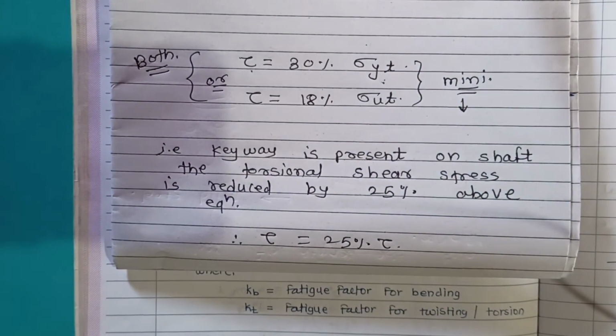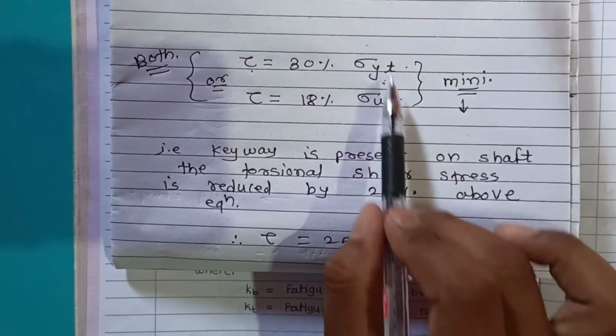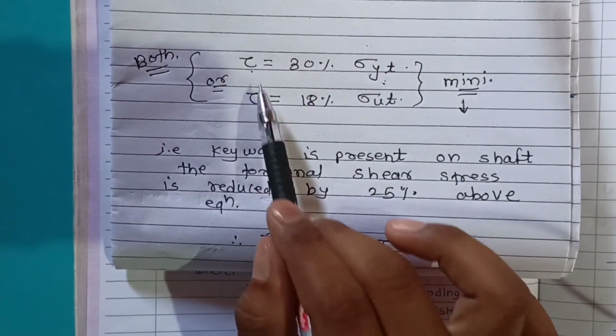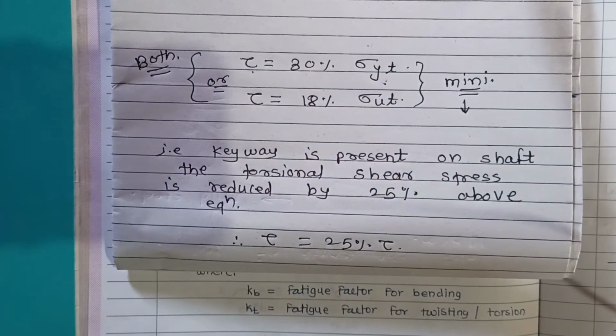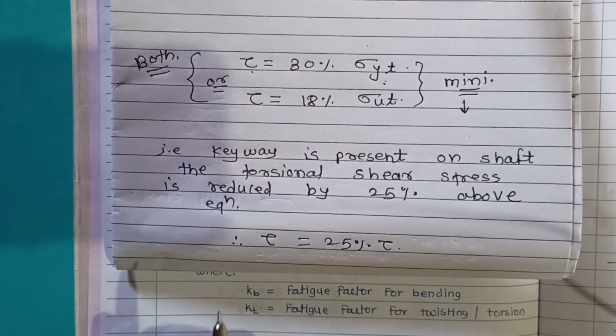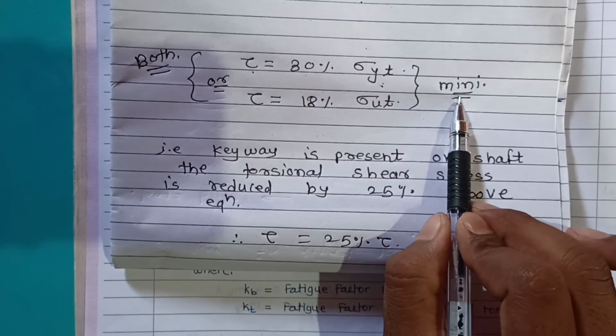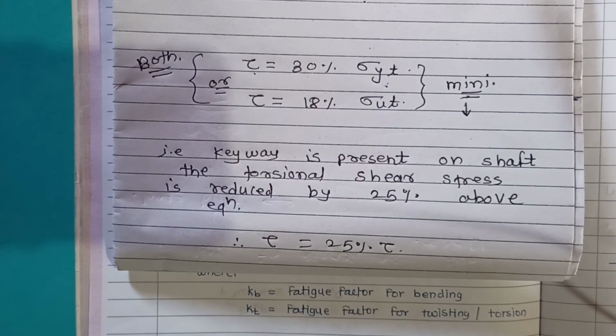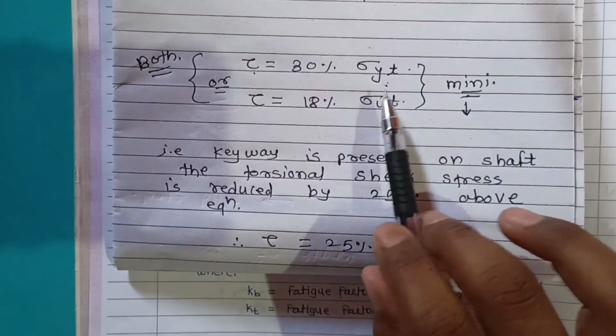Now see here what I told you, both values are given in the problem. We have to calculate two permissible shear stresses, and from these two, the minimum permissible shear stress is used in the problem. Now we will find out the permissible shear stress from both values or from one value.